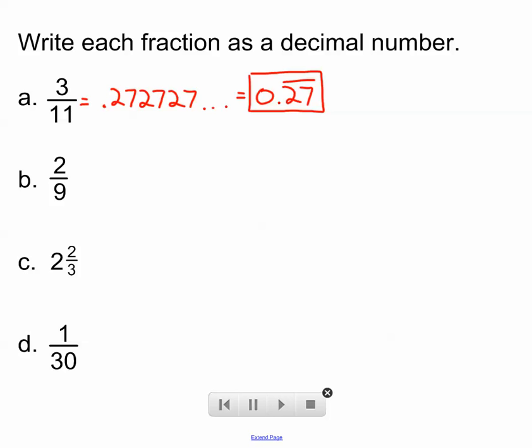All right, let's do this again. 2 divided by 9 is 0.222... means that continues forever. So the best way to write this is 0.2 and put that vinculum over the 2. Vinculum. You're only going to know that word if you actually listen to the audio of this video.